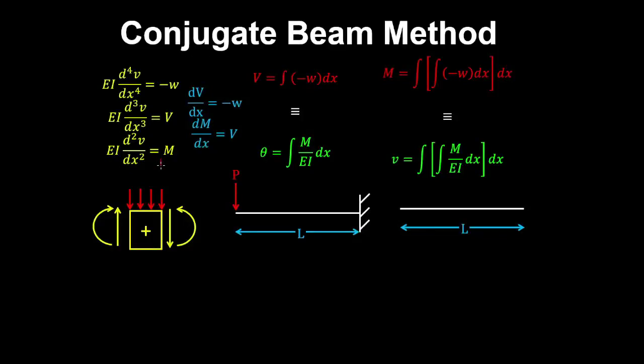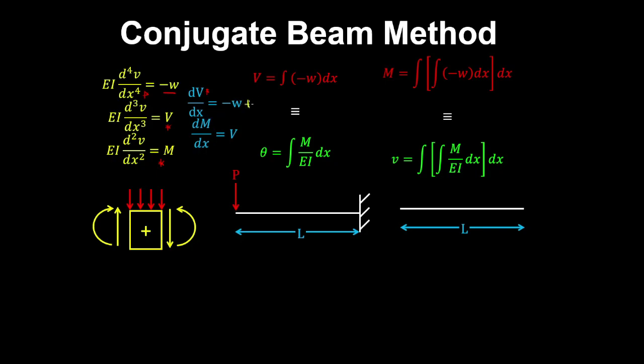Recall the moment curvature relationship, which we differentiate to get the shear force, and differentiate again, which gives dV/dx. So the fourth derivative of the deflection with respect to x gives the negative of the uniformly distributed load.